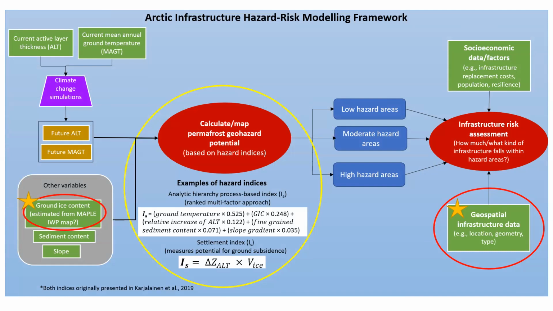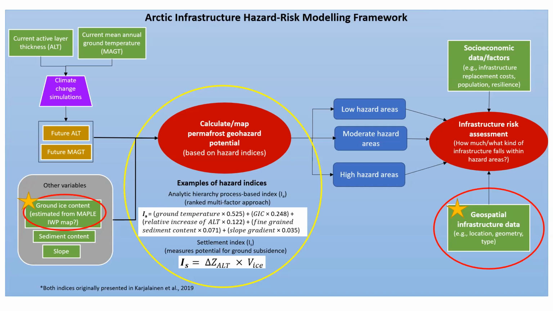This depends on a number of major variables like future active layer thickness and future mean annual ground temperature, simulated from different climate change scenarios, and other variables like ground ice content, sediment content, and slope. This potential is based on something called the hazard index, which represents it. There are a number of different hazard indices that have been developed in the literature. For example, you have the analytic hierarchy process index, which is a ranked multi-factor approach that takes in all of these variables, weights them based on their importance, and sums them up.